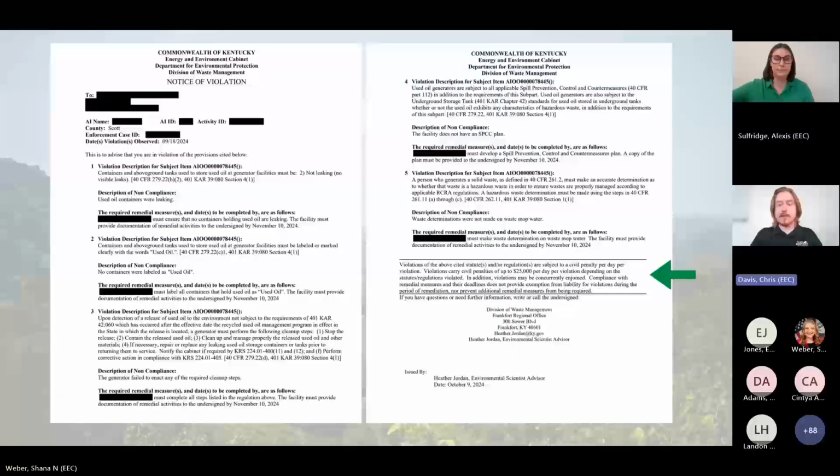So at the bottom of every NOV, you're going to see in this little block here a disclaimer that's on every one of them. Pretty much it just states that these violations can carry up to a statutory maximum of $25,000 per day per violation, depending on the statutes and regulations that were violated. Also, in addition, violations may be concurrently enjoined, and compliance with remedial measures and their deadlines does not provide exemption from liability for the violations during the period of remediation, nor does it prevent additional remedial measures from being required.